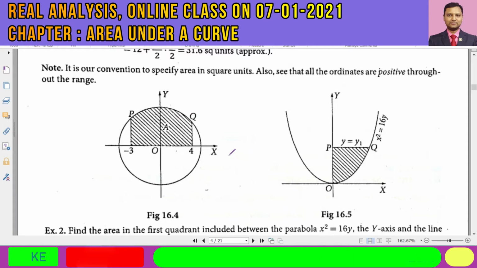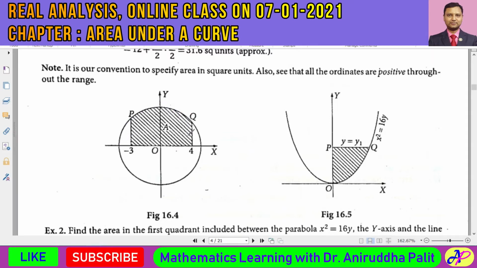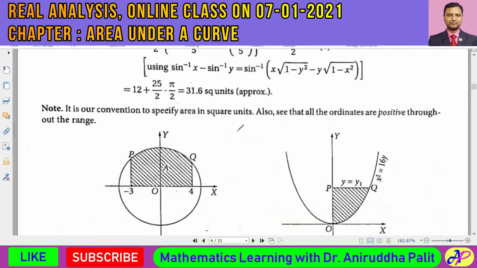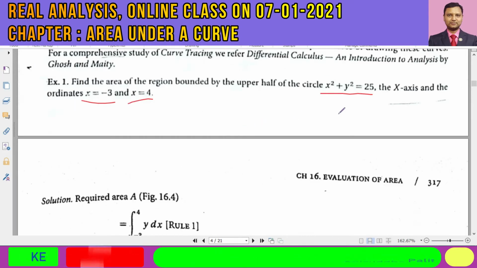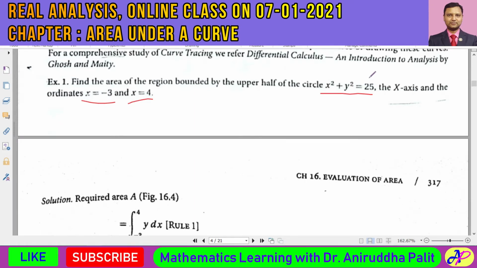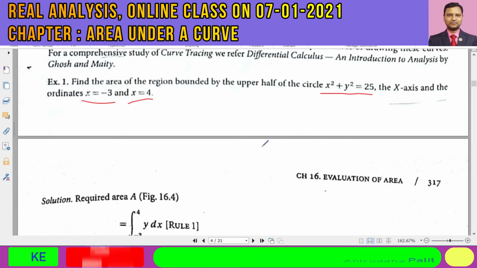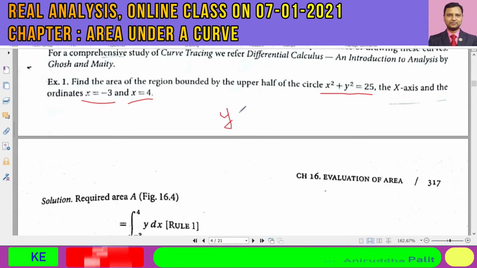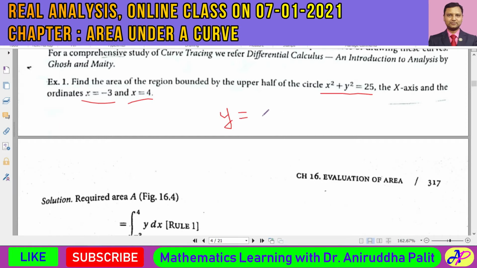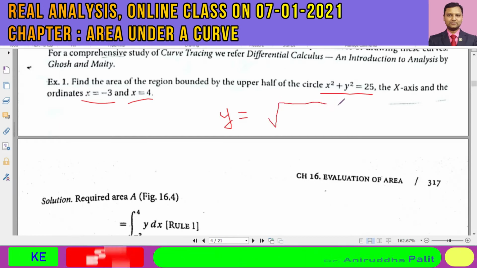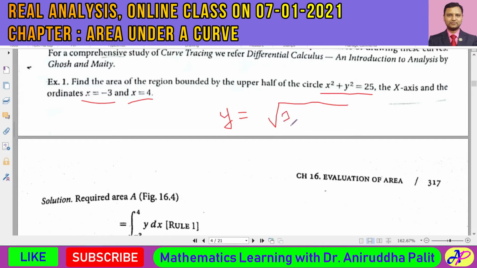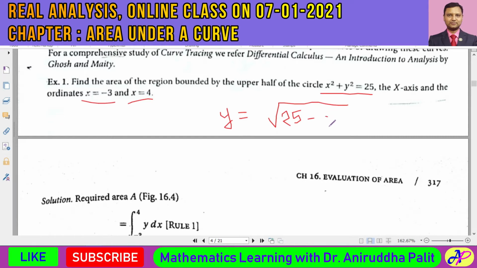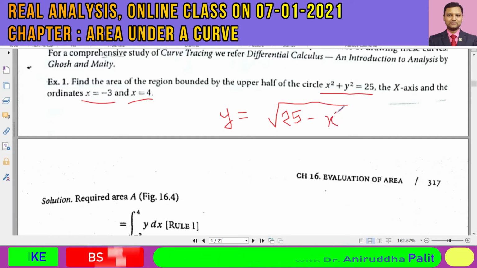Suppose this is the picture. Now you will have to find the area of the upper portion. If you see over here, x square plus y square is equal to 25. This is the equation of the circle. Then what is y? Generally, y should have this kind of value: plus or minus root over of 25 minus x square. Got it?